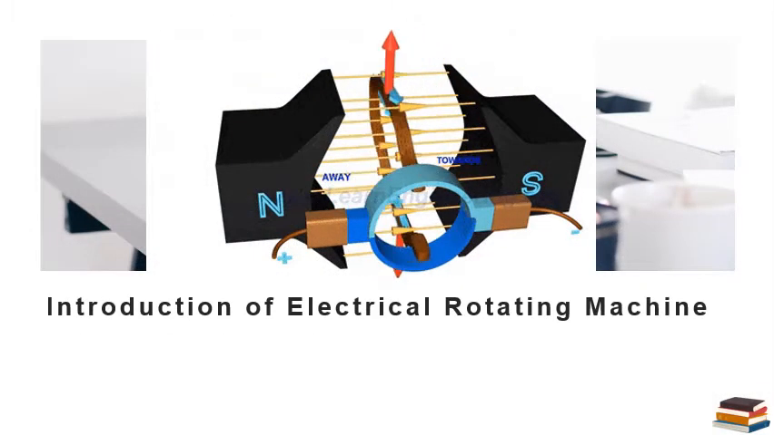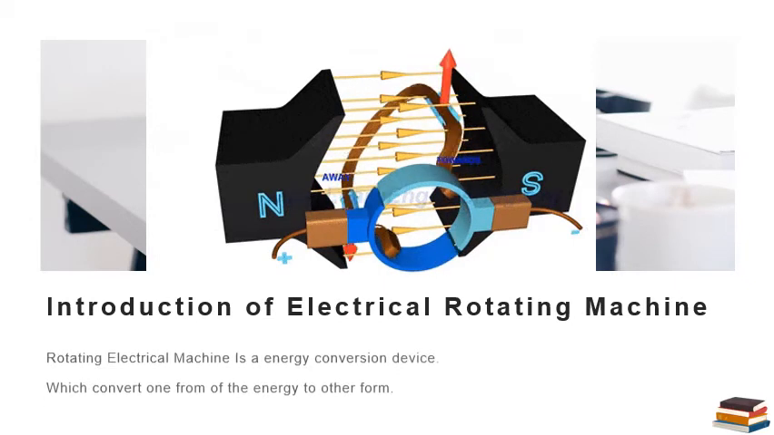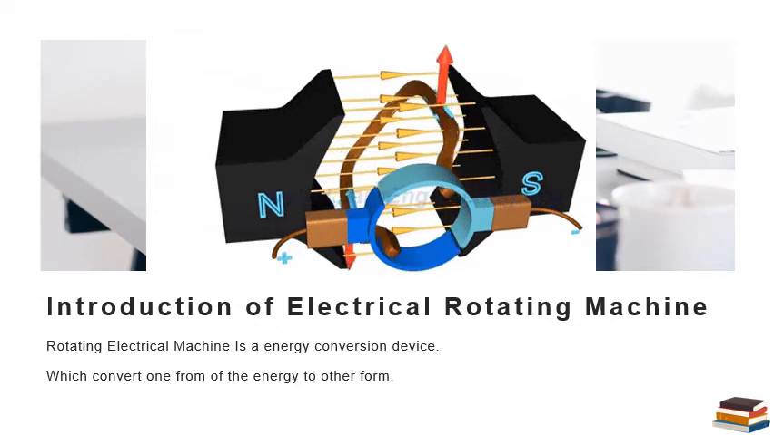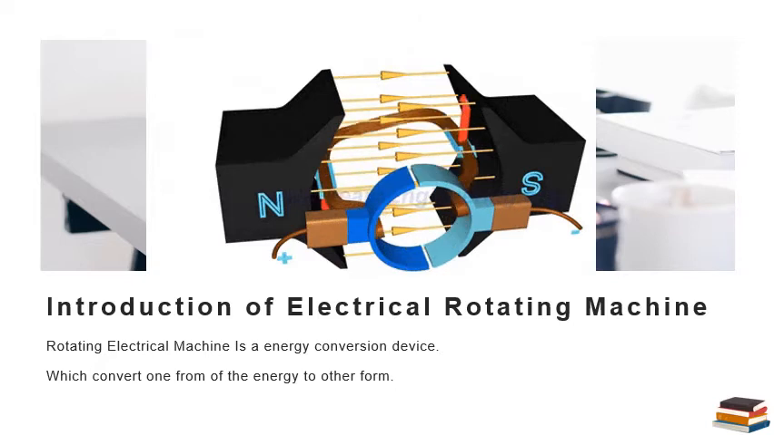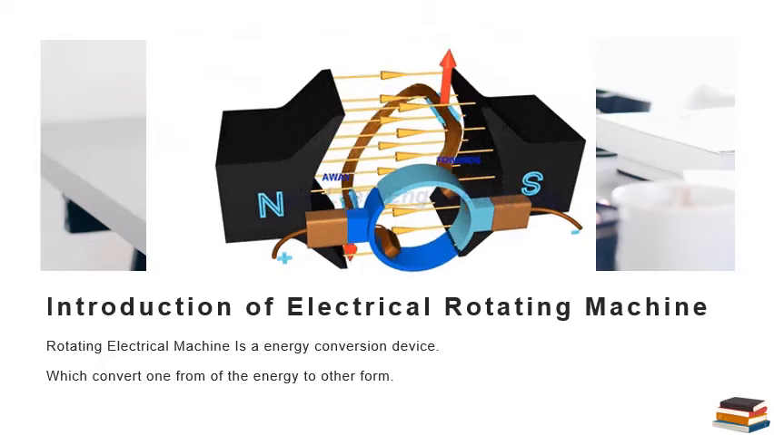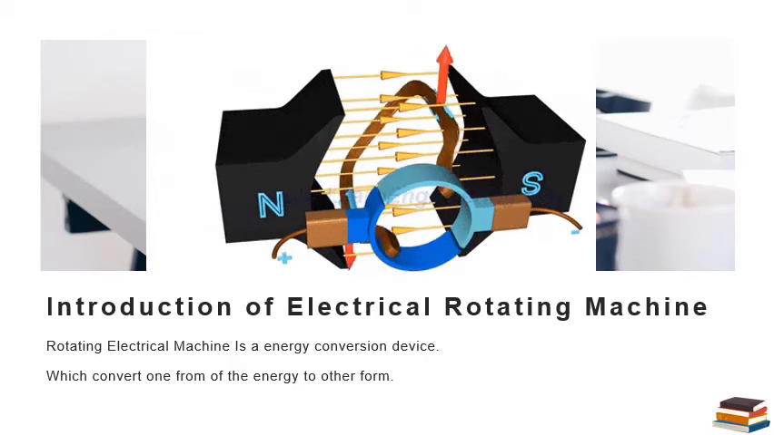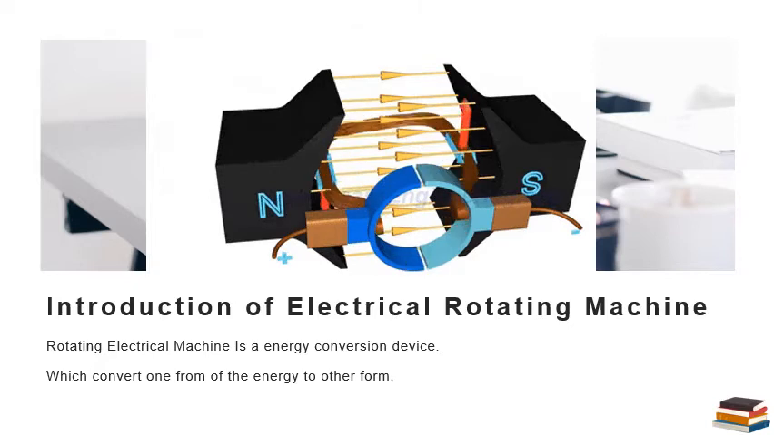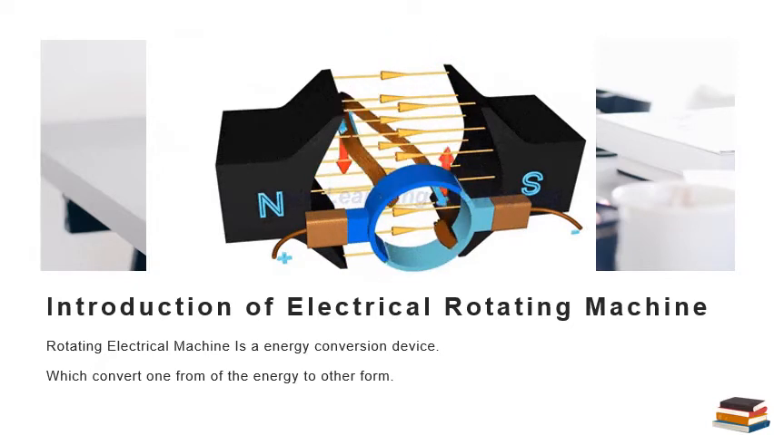Let's start with introduction of rotating electrical machine. So what is it? Rotating electrical machine is an energy conversion device which converts one form of energy to another form. In this presentation we will study the motor. So what is the DC motor? It is the rotating electrical machine which converts electrical energy into mechanical energy.